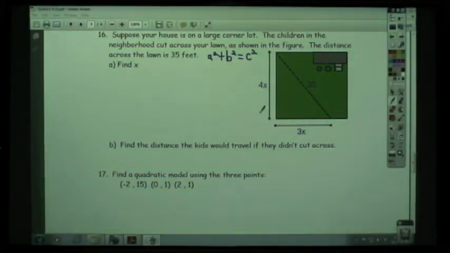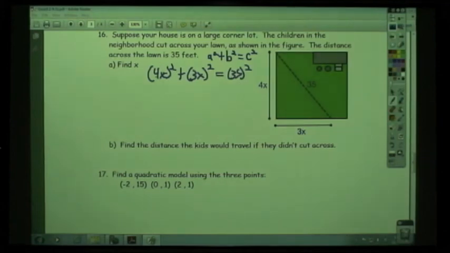The tricky part about this one that messed most people up is when you plug in your a squared, you're going to have 4x squared. When you plug in your b, you're going to have 3x squared. And you plug in your c, you're going to have 35 squared. You have to square the whole thing. So this is actually 16x squared plus 9x squared equals 1,225. Most people mess it up by having a 4 and a 3 right here. But you probably only lost 1 point if you solved everything else correctly after that.